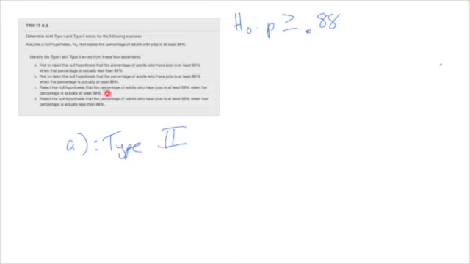C, reject the null hypothesis when the percentage is actually at least 88%. So we're saying this is absolutely false, but really it's true. That is a type 1 error.